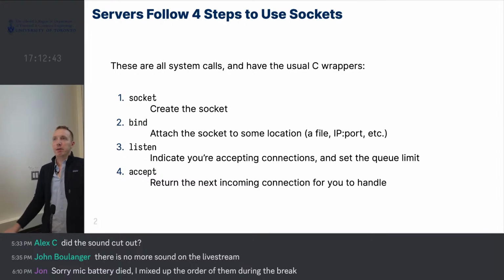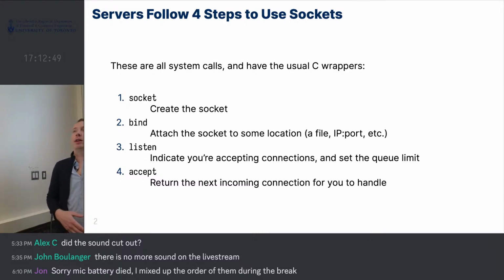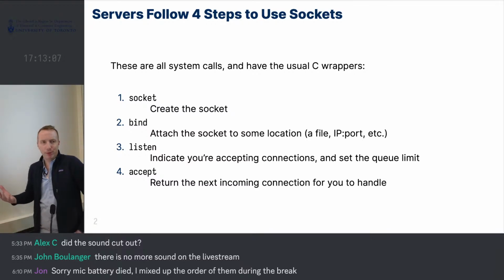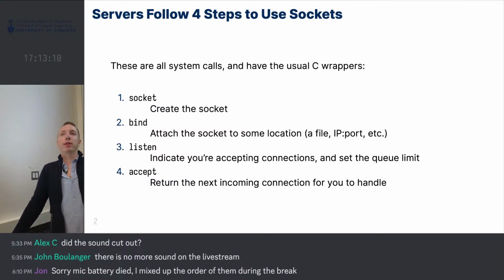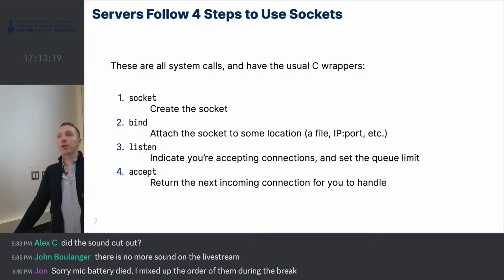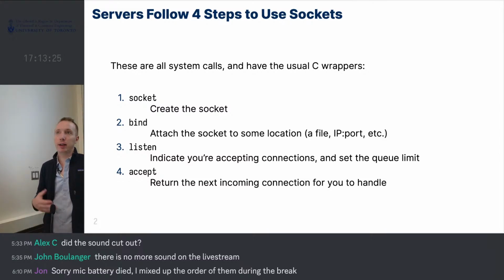So a socket by itself doesn't do anything. It needs to have an address associated with it. So you can bind it to some location. If you're on the same physical machine, if you want to use this, you can bind it to like a file name. Otherwise, you can bind it to an IP and a port, and then it will use the internet or your local networking or whatever you have. The third step is to say you are listening, and this indicates to the kernel that you are accepting connections. This also lets you set a kernel-determined queue for how many connections it will hold, waiting for your program to actually accept them.